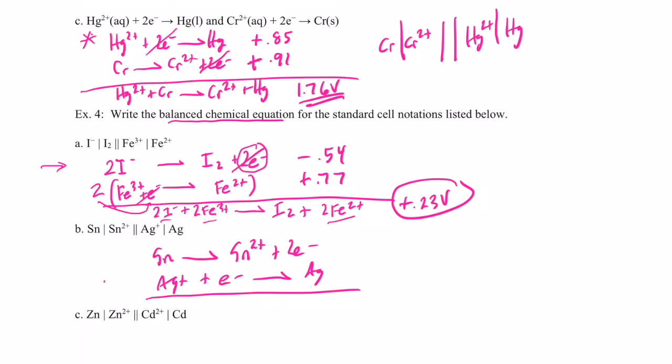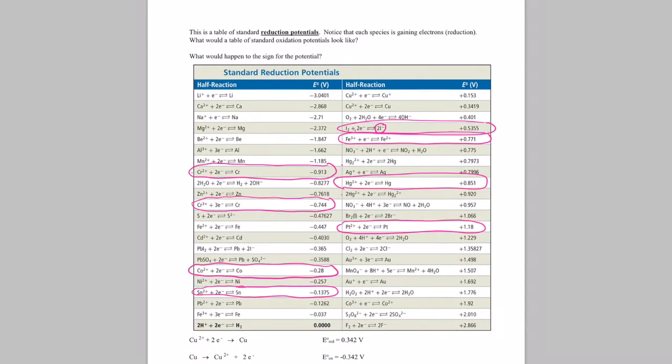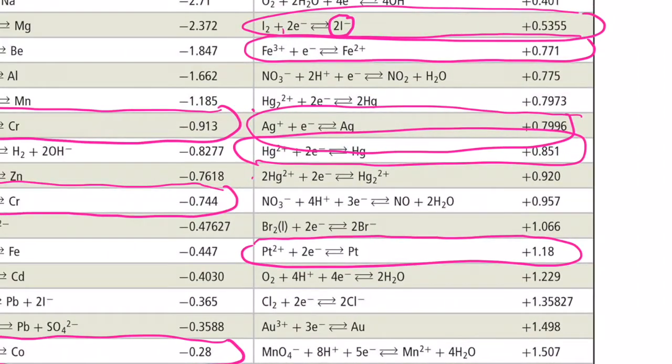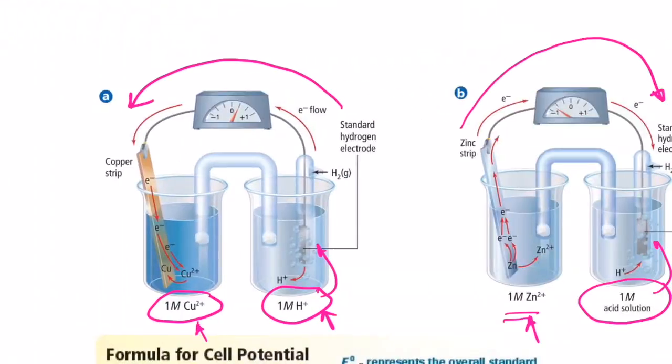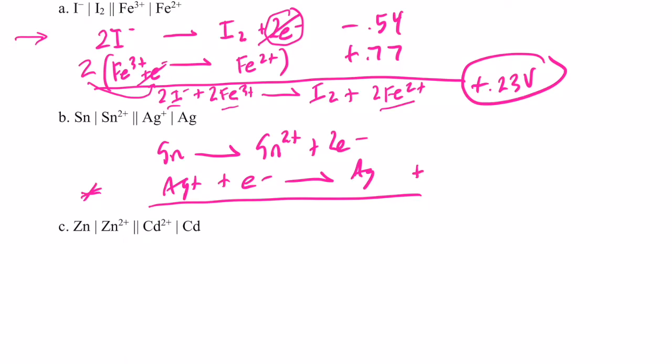So let's look up the reduction first. Ag plus an electron makes Ag. Here we go. Zoom in so you can see that. So it looks like that's, I'm going to call that Ag plus a 0.80. I know it's 0.7996, but we're going to leave that as a positive 0.80. So let's go ahead and write that in here. Positive 0.80 volts.